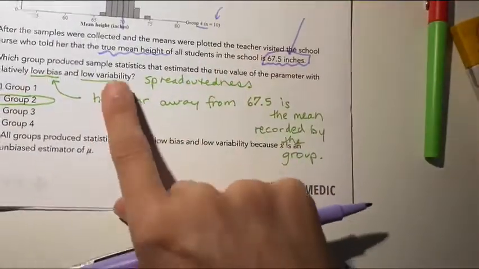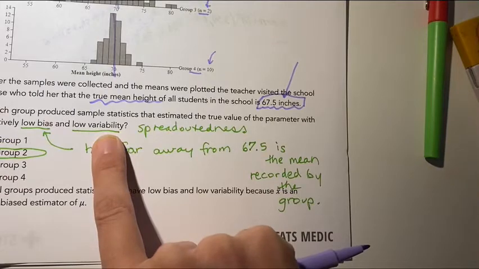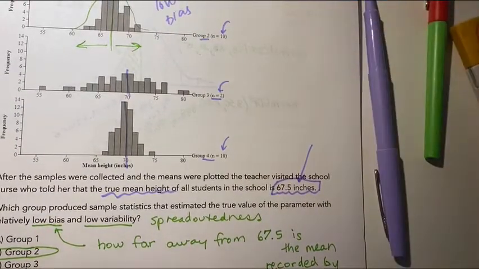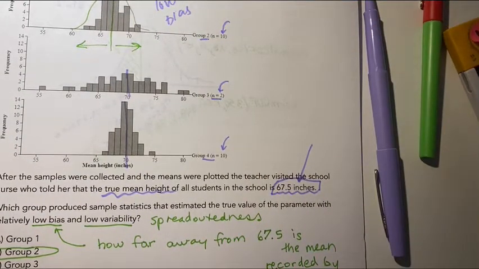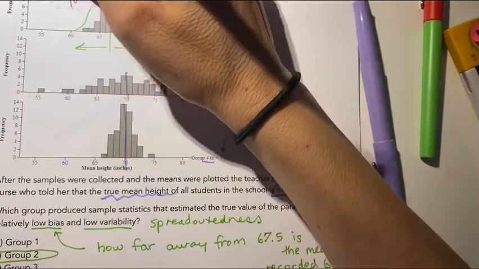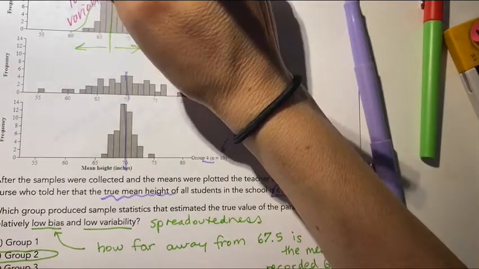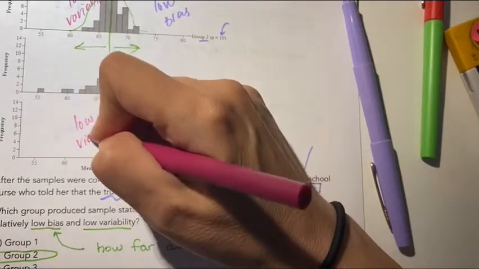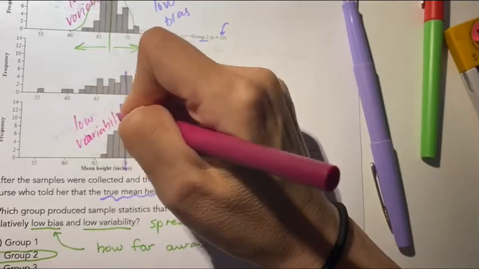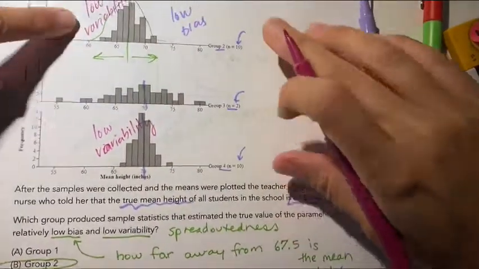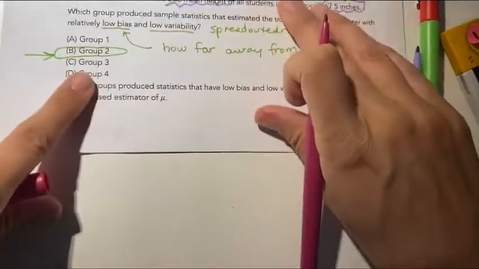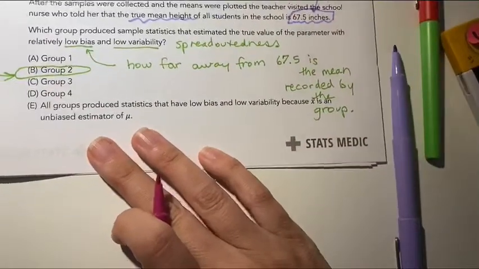Now the other question is, which one had low bias and low variability? Well, that's the spread-outedness. So this one had low variability, and this one had low variability. They asked us to pick which group had both low bias and low variability, and so that's how we got our answer, group 2.